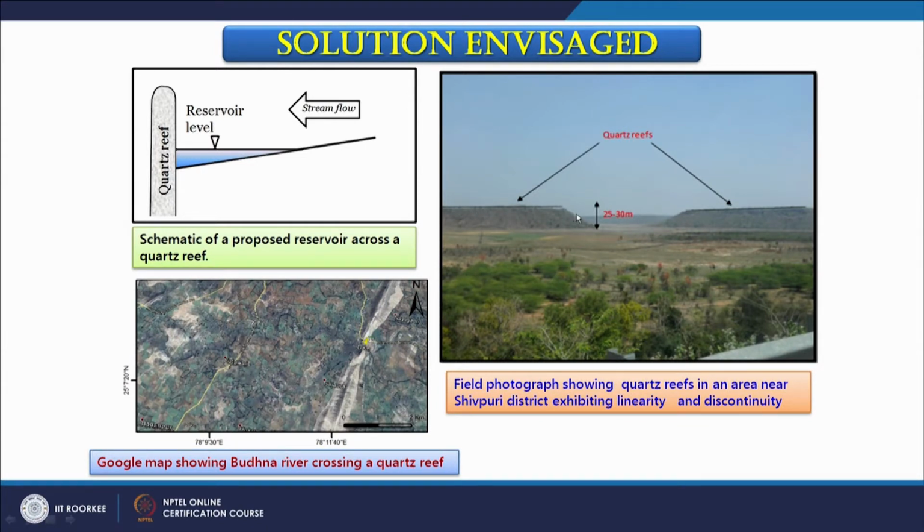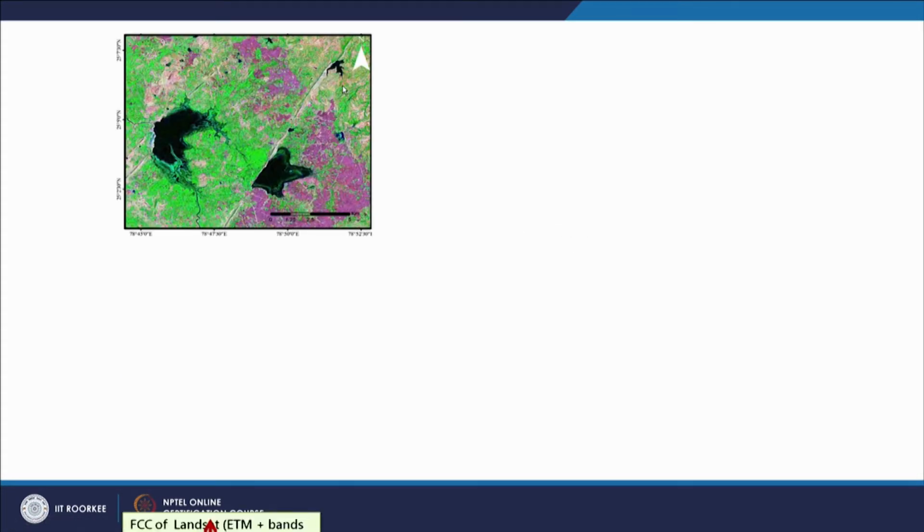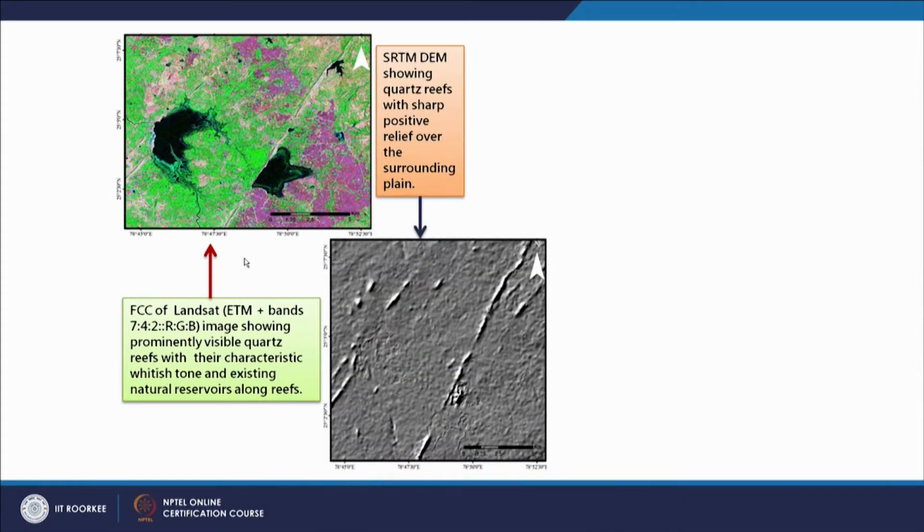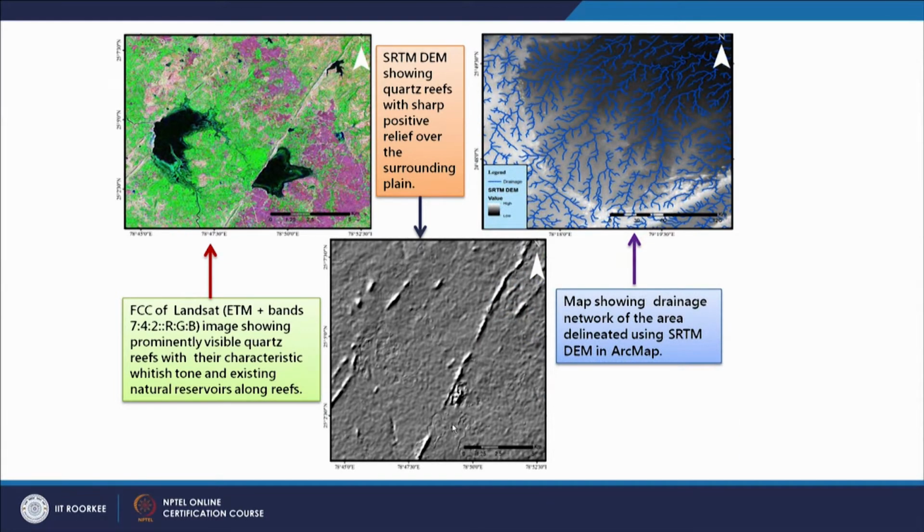This is how these quartz reefs, which are about 25 to 30 meters high relative to the ground, and a stream is going across this. So if we plug this one, then upstream we can have a reservoir, like these have been done in the past. This is a shaded relief model of that part.